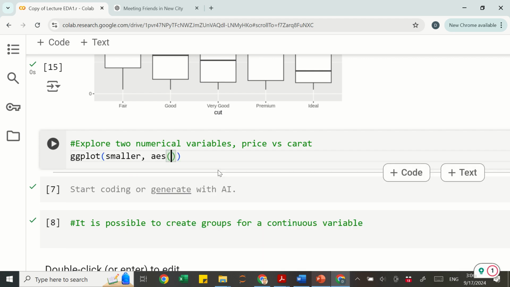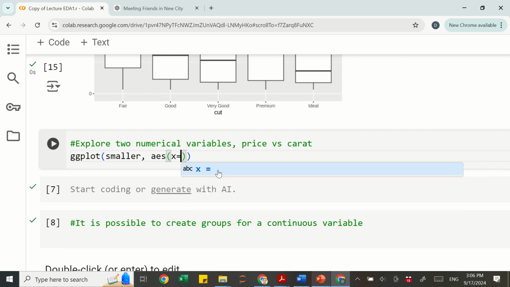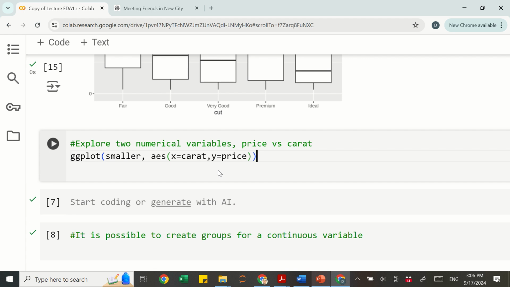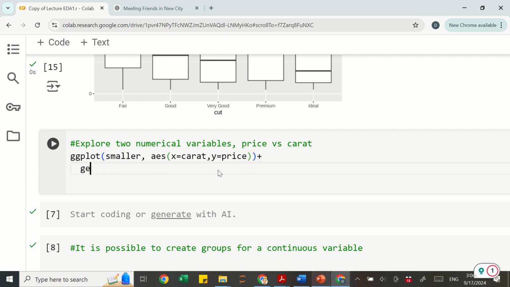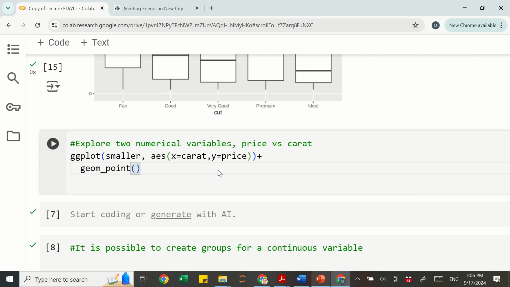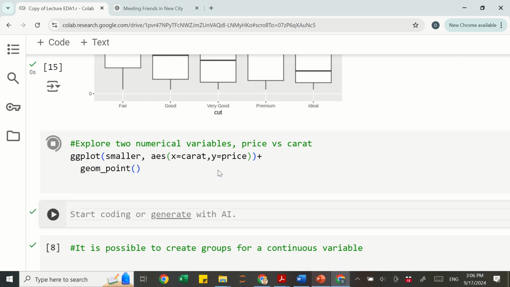The mapping. So for x, let's use the carat. I want to see the relationship with the price. And let's create a geom_point. I think you remember this one, pretty sure. It's just a scatter plot.